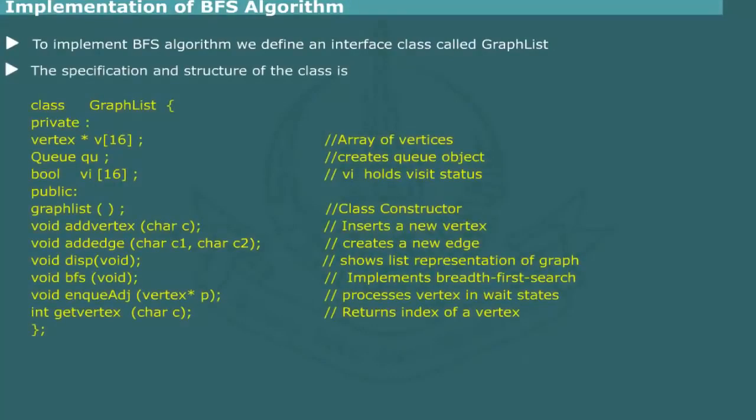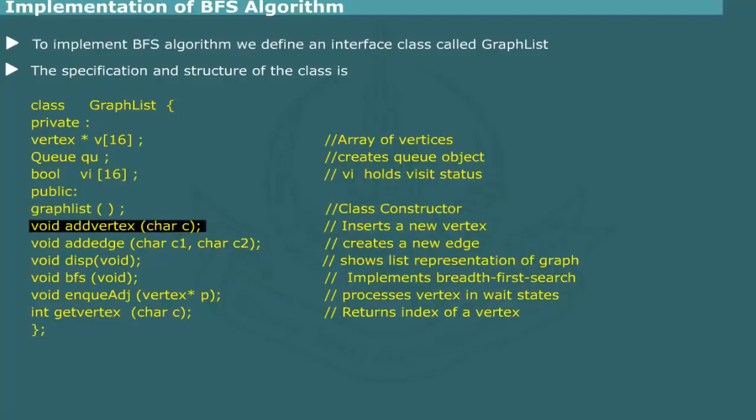Implementation of breadth first search algorithm. In order to implement the breadth first search algorithm, we define an interface class named GraphList. The specification and structure of the class is as shown. It uses two external classes called vertex and queue. Vertex defines the structure of graph vertex. The class queue is used to hold temporarily the vertices which are in wait state. The main class consists of the following methods.